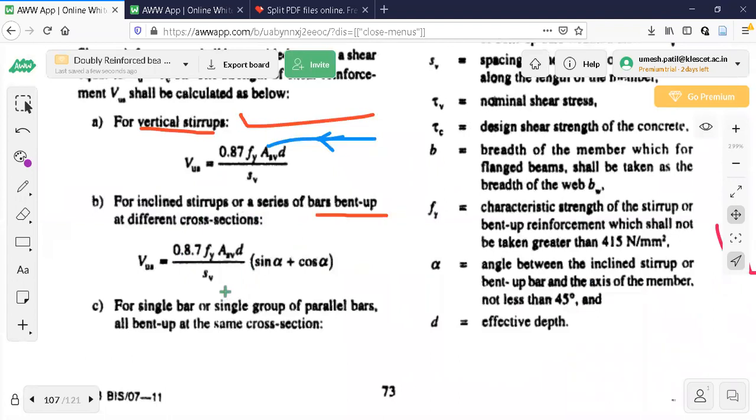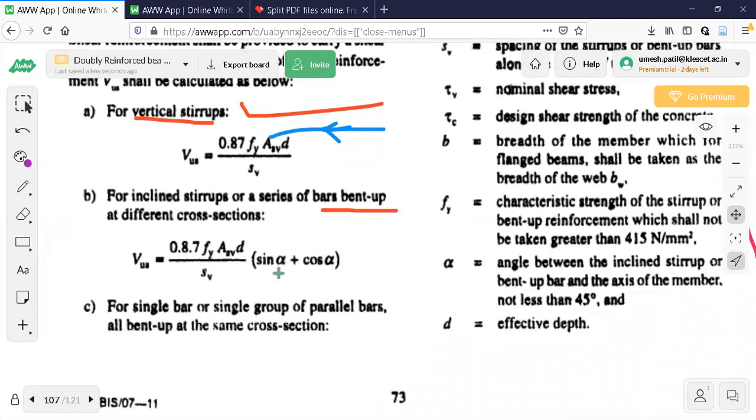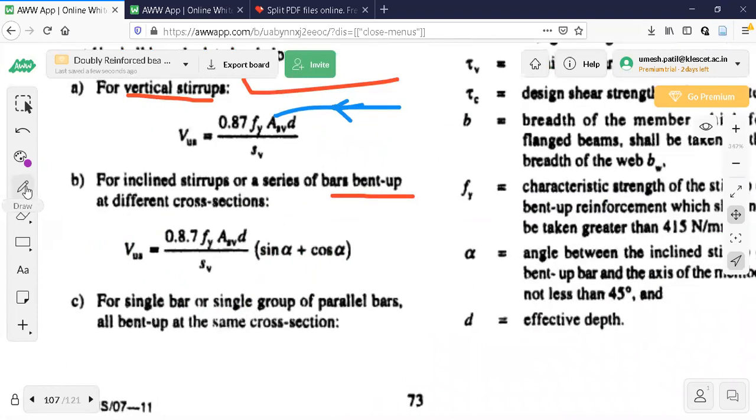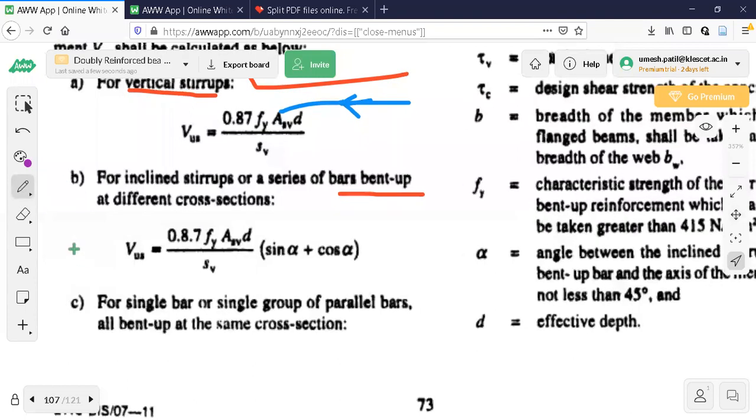When the bars are bent up, everything is the same. Sin alpha and cos alpha will not come, because cos alpha will not be there in the formula that I am going to solve. The reason is the bar is bent up only at one place, not at two different places along the length. That I'll make clear. Everything is the same here. The only confusion in the code book, which those of you who are diploma holders may know, is one small confusion.